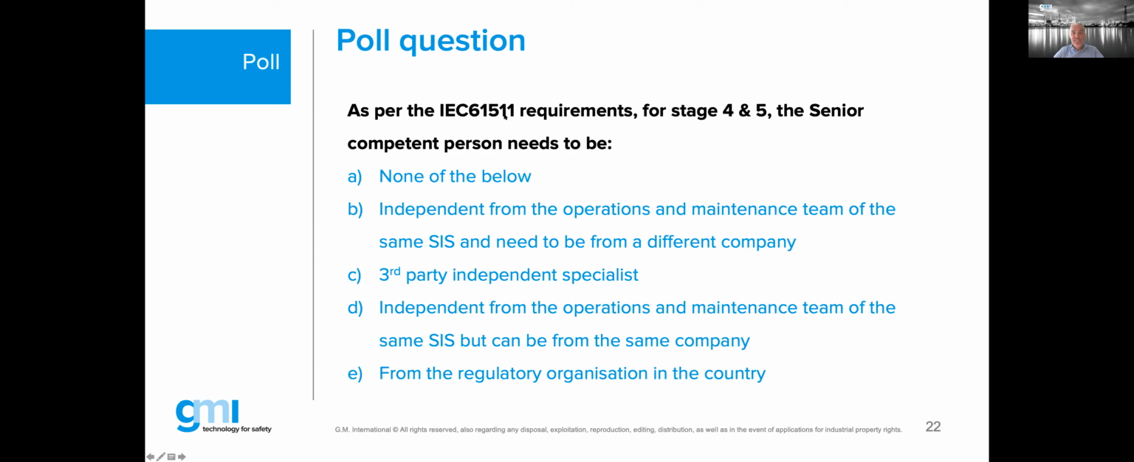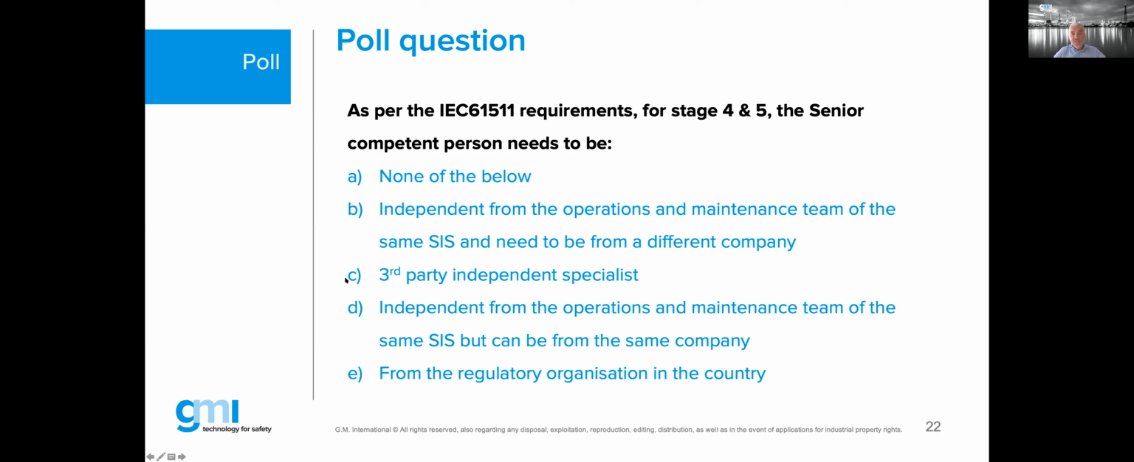As per the IEC 61511 requirements for stage 4 and 5. That's something we have not discussed yet. That's what we're going to discuss now. That's why the poll question comes before I give you the answer. The senior competent person needs to be, first of all, none of the below, so we do not know what it is, so we first have to read B. The senior competent person needs to be independent from the operations and the maintenance team of the same SIS and needs to be from a different company. That's maybe an easy question if you remember the first poll question, but that's answer B.